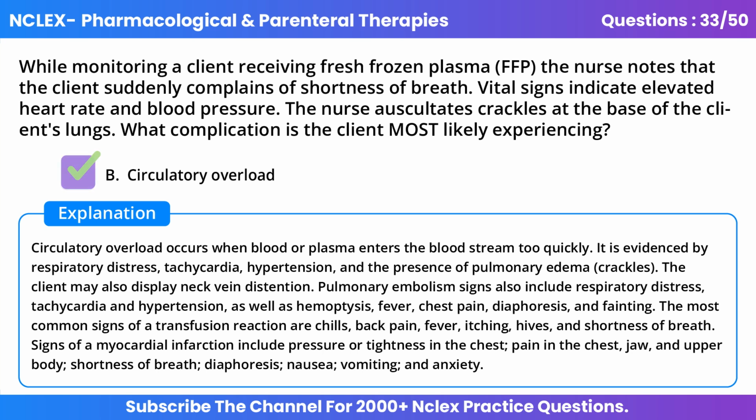Pulmonary embolism signs also include respiratory distress, tachycardia, and hypertension, as well as hemoptysis, fever, chest pain, diaphoresis, and fainting. The most common signs of a transfusion reaction are chills, back pain, fever, itching, hives, and shortness of breath. Signs of a myocardial infarction include pressure or tightness in the chest, pain in the chest, jaw, and upper body, shortness of breath, diaphoresis, nausea, vomiting, and anxiety.